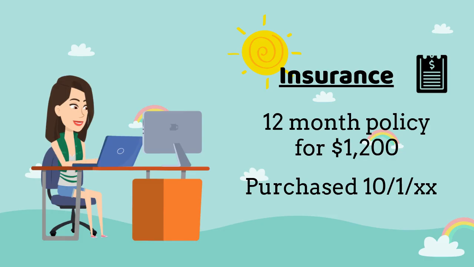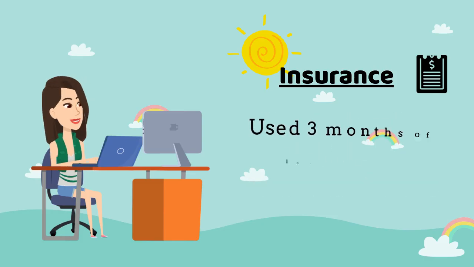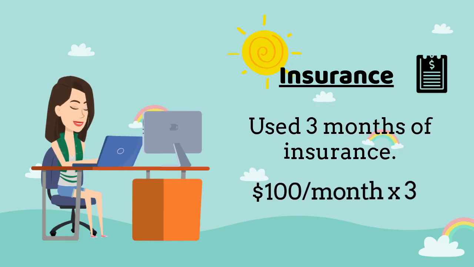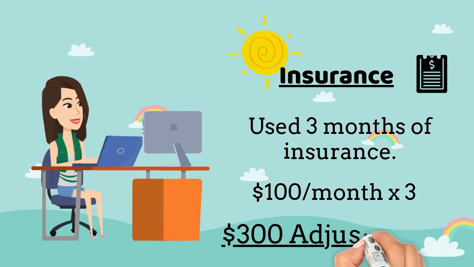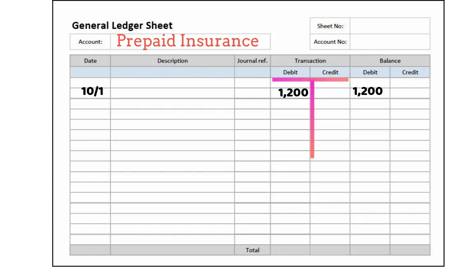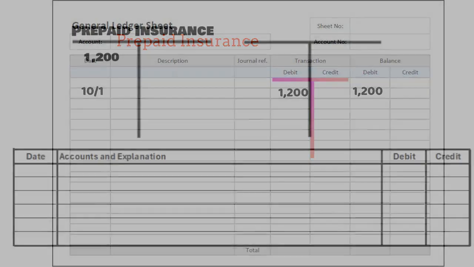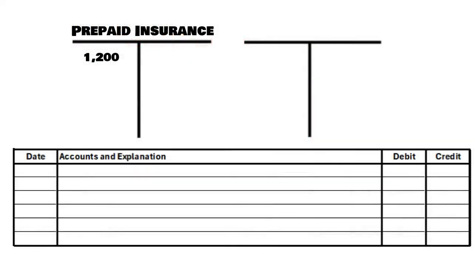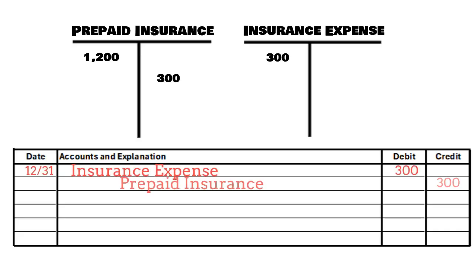Well, 3 months have passed and Claudia has used 3 months of insurance coverage at $100 per month, or $300 for 3 months. If we took a look at our prepaid insurance account in the general ledger, it shows $1,200, but we know that's no longer correct, so an adjusting entry needs to be prepared. We need to reduce prepaid insurance with a credit of $300, and the offset is a debit to insurance expense for the insurance that was used over these past 3 months. That leaves prepaid insurance at $900 for the following year.